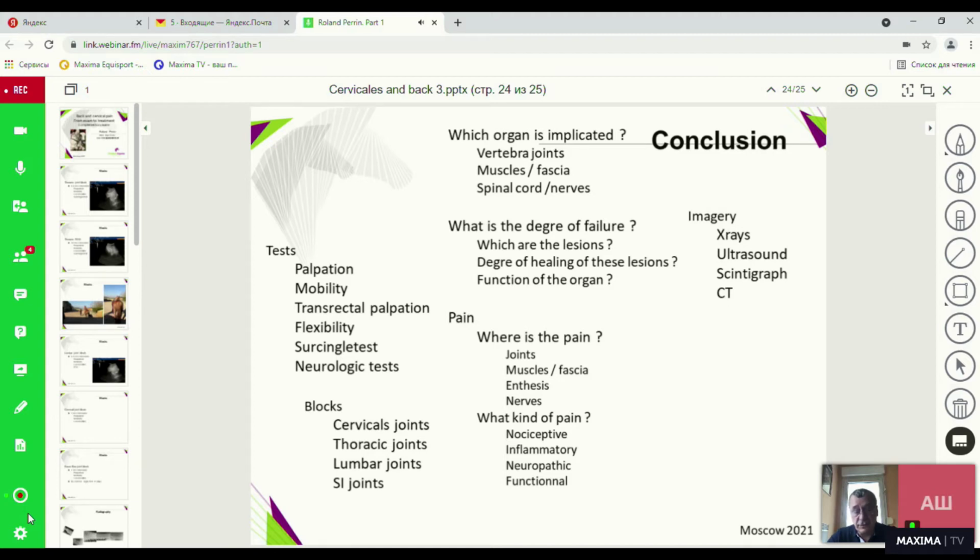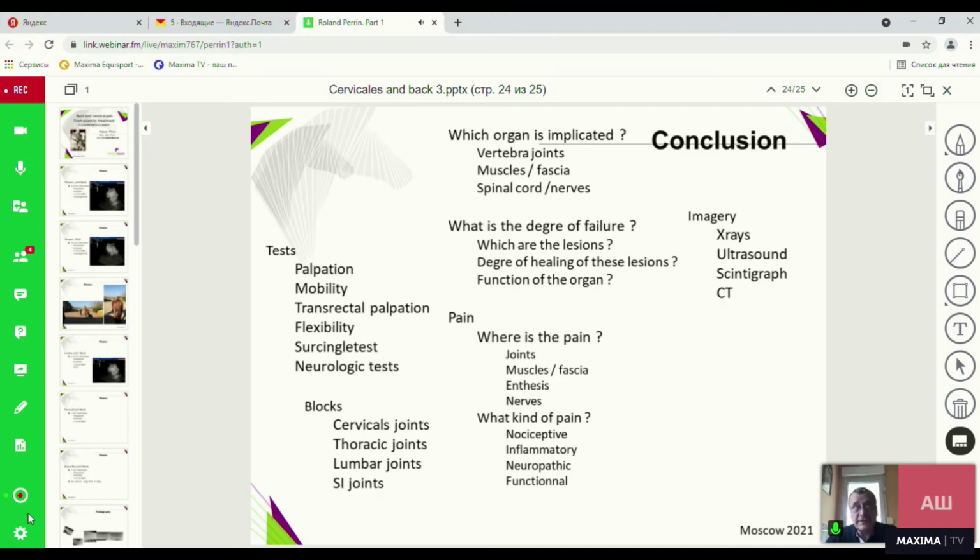And you have to appreciate the function of the organ. For example, if you have a compression, a stenosis of the vertebral canal, it's done. You have nothing to do. So you have to give a bad prognosis or find some surgery to do. But at the moment, we are at the beginning. But the appreciation of the function of the organ is very important.